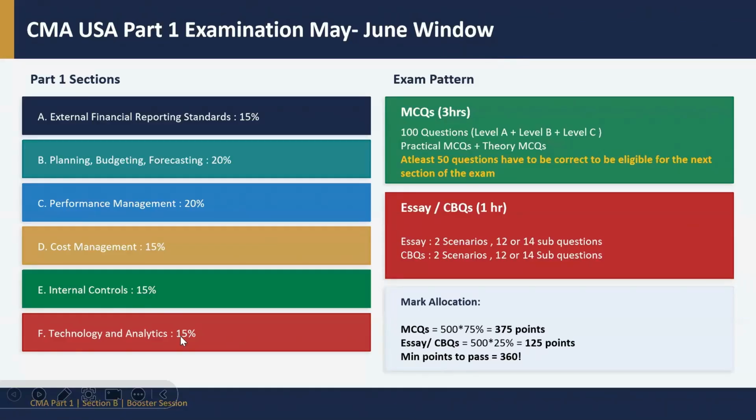So today we will be starting with section B. Why section B? Because as you see, among the 6 sections, there are 2 sections which have the maximum weightage, section B and section C. So we shall move in the order of the sections which have the maximum weightage. So today we shall be starting with section B.